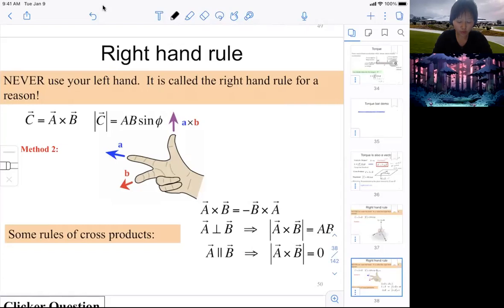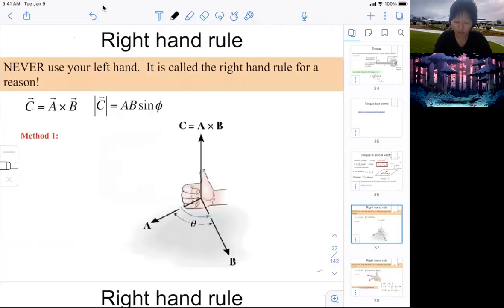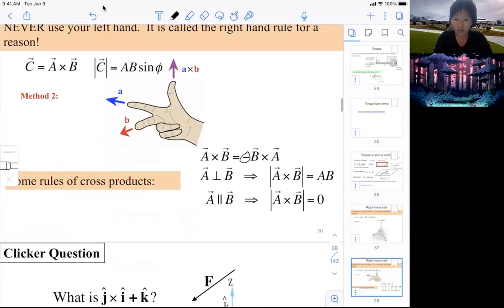So there are some rules for the cross product. You can see if you switch the positions of A and B, it will switch the direction. You need to come up with a minus sign. So A cross B is minus B cross A. If A and B are perpendicular, which means they have 90 degrees between them, right? A cross B is going to be the magnitude of A times the magnitude of B, because sine 90 is 1. If A and B are in the same direction, then the cross product becomes 0. Okay? Those are simply derived from the definition.